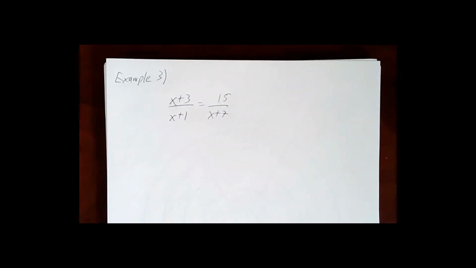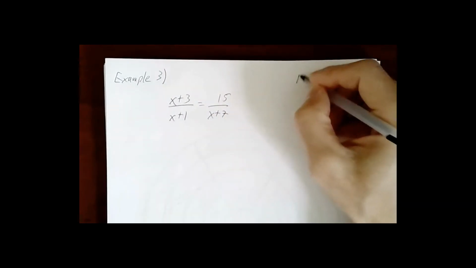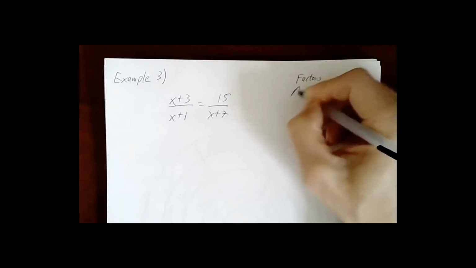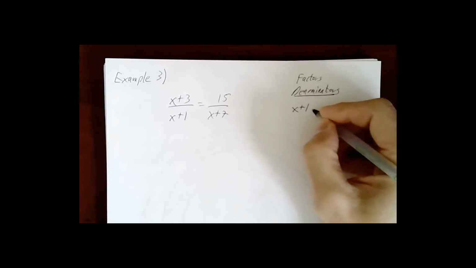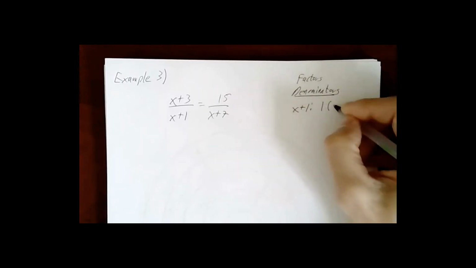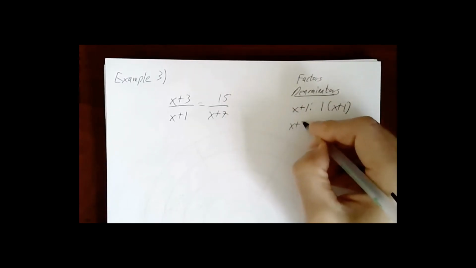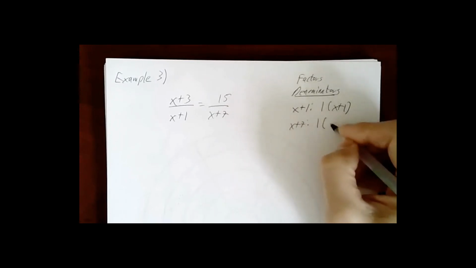Again, I want to find my lowest common denominator, so I want to find the factors of the denominators, which means I'm going to take my two denominators, x plus 1, and factor it. It's 1 times x plus 1. I'm going to take my x plus 7. I'm going to do the same thing. That's 1 times x plus 7.